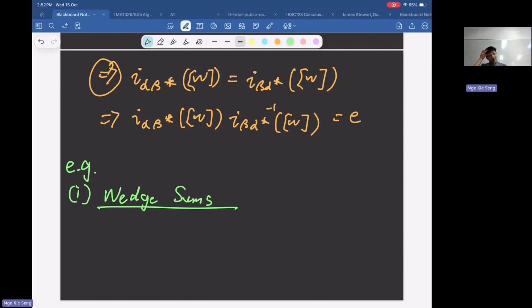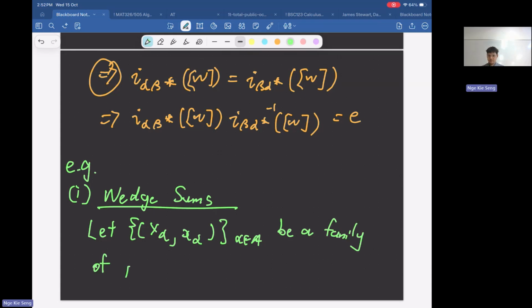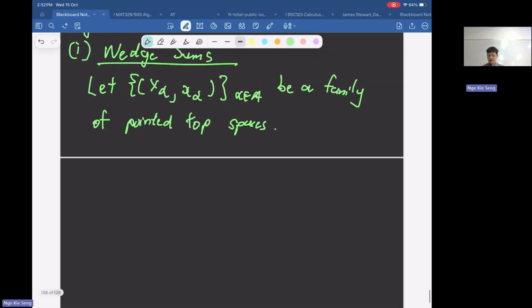So let's define the wedge sum here. We will talk about a bunch of pointed topological spaces. What do you mean by a pointed topological space? Do you have any idea, or have you seen this kind of object before?